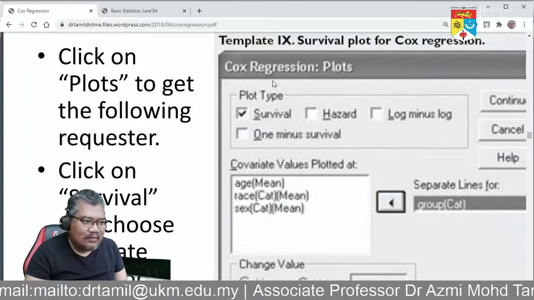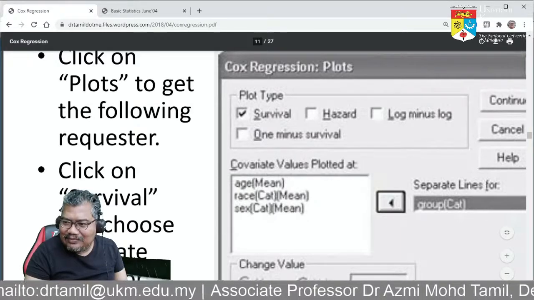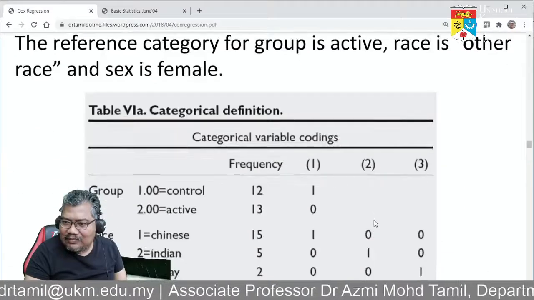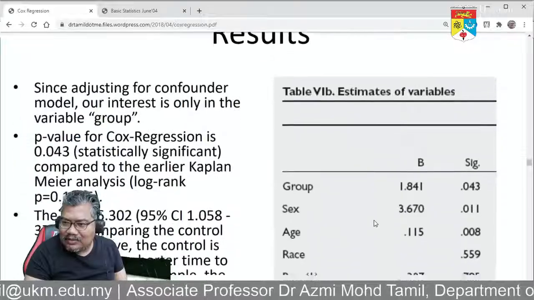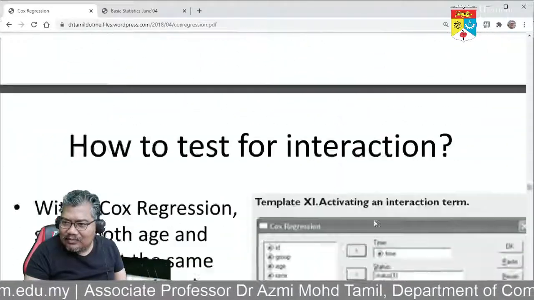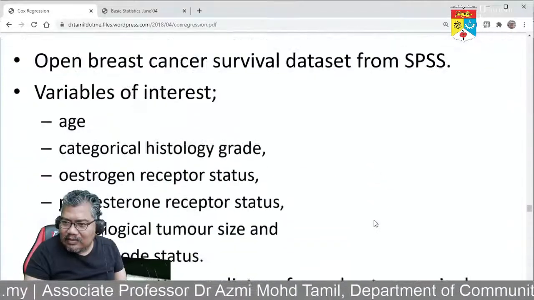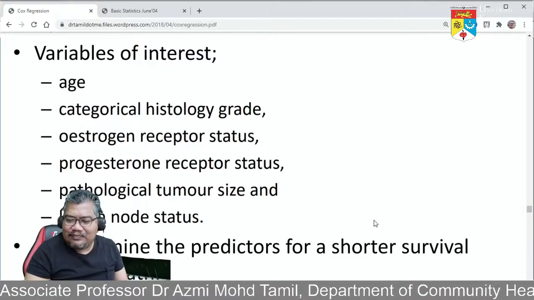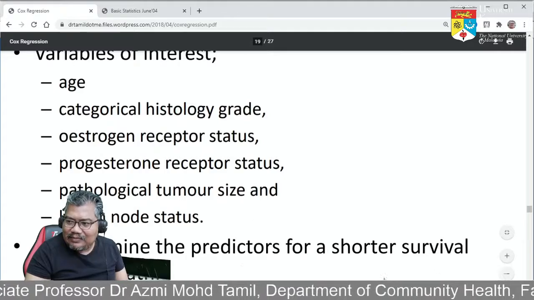All right, let's go and try to do this. I'm not worried about this one. This is the exercise of interest, so you're going to do it based on this exercise.